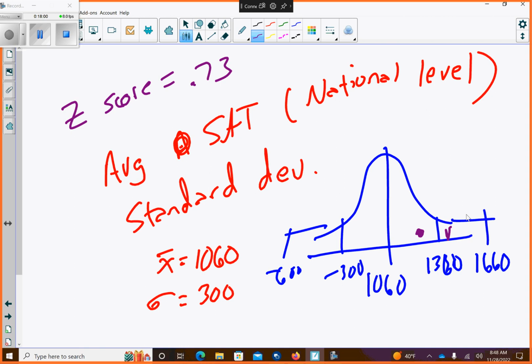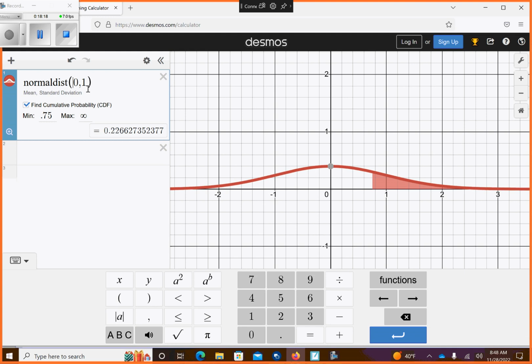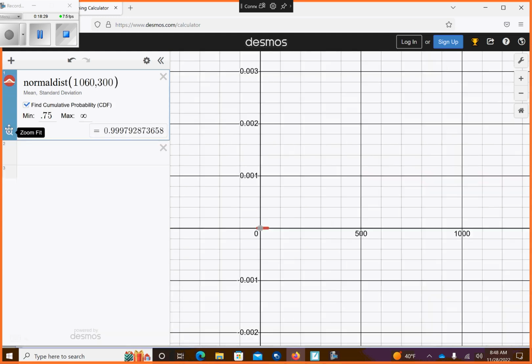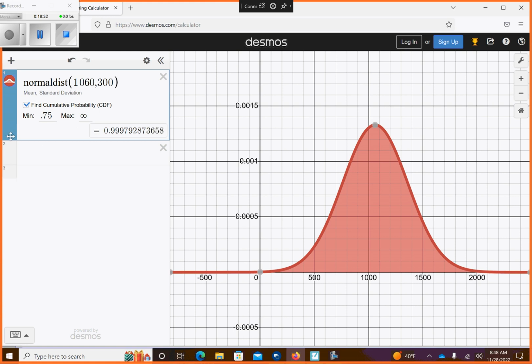So let's say we want to know, with a 0.73, we did better than what percent of people? And then the opposite end is how many people did better than me. On this, we found that 1060 was the average, and 300 was the standard deviation. If you hit the little plus that shows up here, this is what the normal distribution looks like at this point.